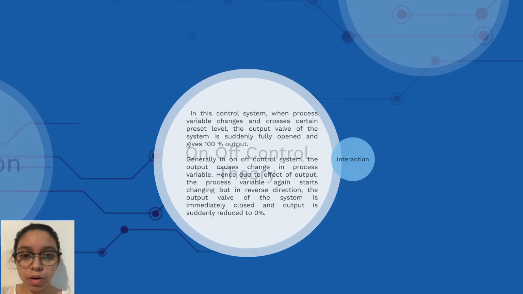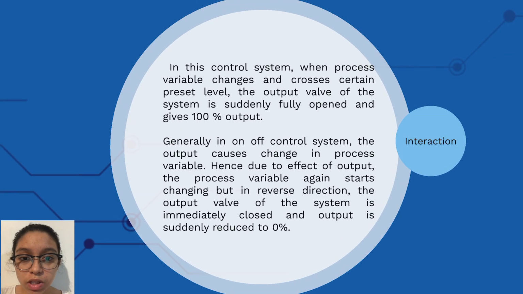On-off control theory. When the process variable changes and crosses a certain preset level, the output valve of the system is suddenly fully open and gives 100% output. Generally, in an on-off control system, the output changes with the process variable. The output valve of the system is then immediately closed and the output is suddenly reduced to 0%.